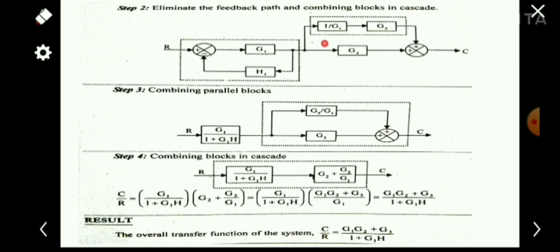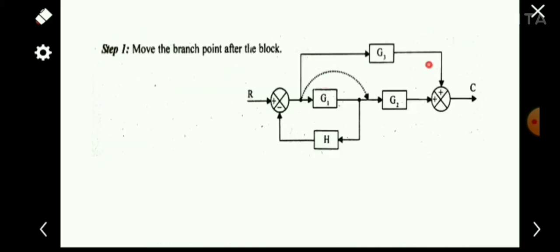This is a simple loop and this is a simple loop. Before it was a complex loop. That is, this is a loop, but we are taking a branch point from here, so we can't replace this entire block with a single block. So for making it simple, we are just moving this branch point over here.